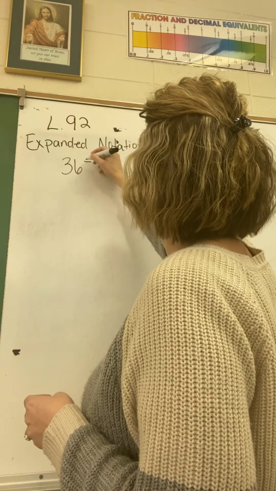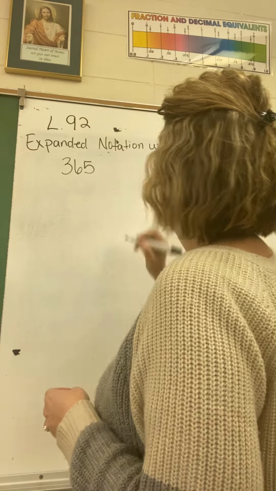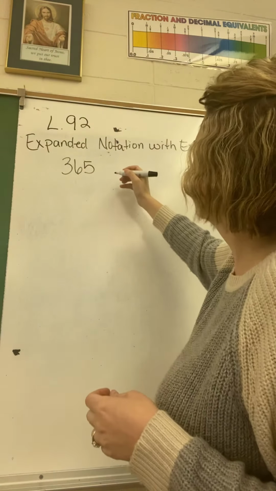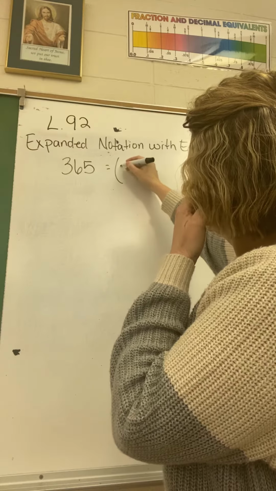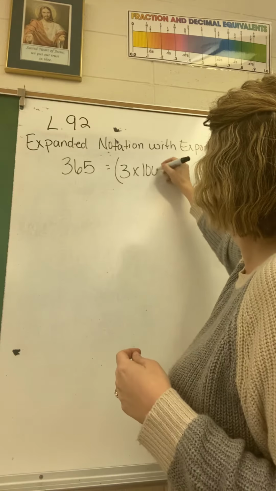Expanded notation with exponents. Let's go over that first. So we've been doing expanded notation since lesson 32. Remember we had something like 365, and if we wanted to write that in expanded notation, we would write it like this: 3 times 100 plus 6 times 10 plus 5 times 1. Okay? This is what we've been doing.